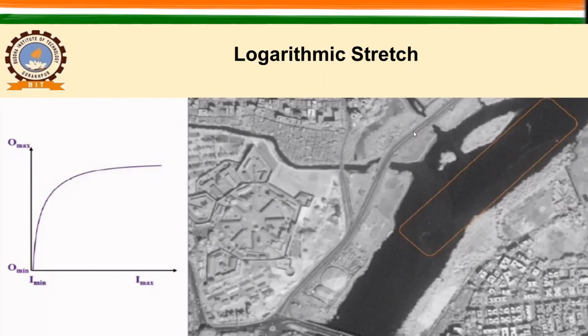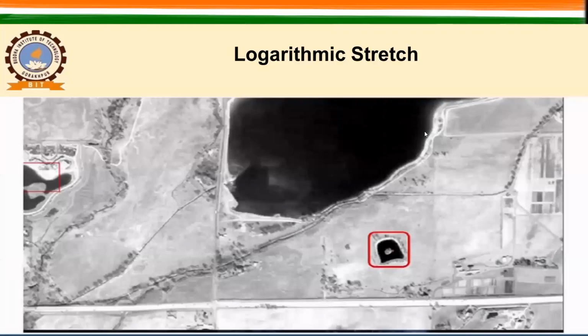As of now it looks good, but what if we want to identify some feature in the darker portion of this image? So what we will do, we will apply the logarithmic stretch, and when you apply the logarithmic stretch you can see the difference here. So here previously this particular pattern which is highlighted in this box was not seen. You can see again.